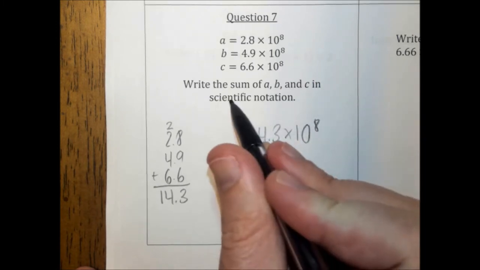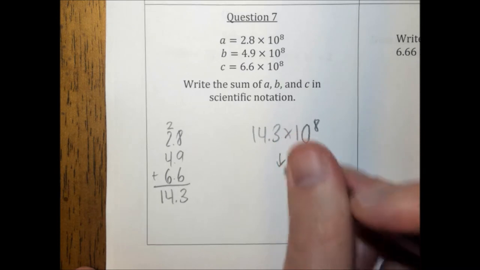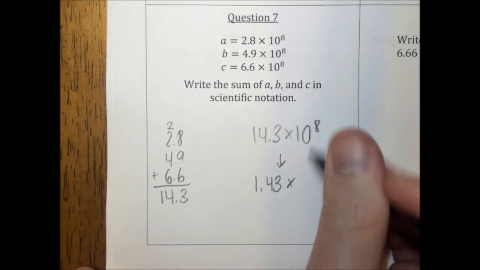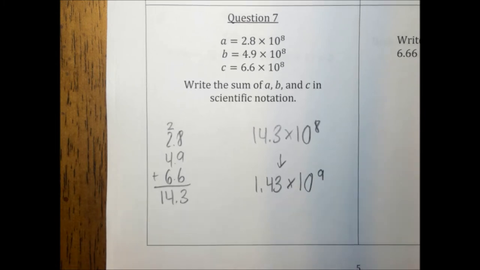This is not the correct answer because it says it needs to be in scientific notation. So let's make this 1.43. The number up front got smaller, the exponent needs to get bigger.